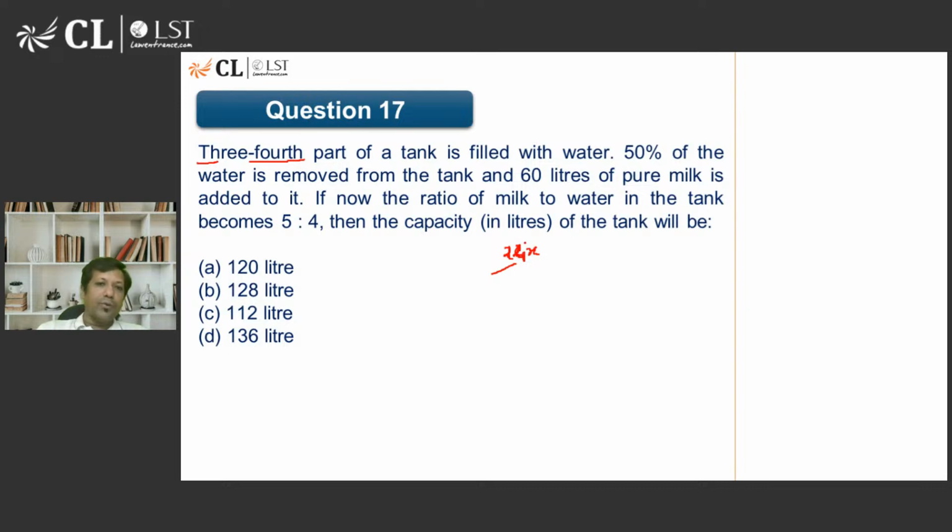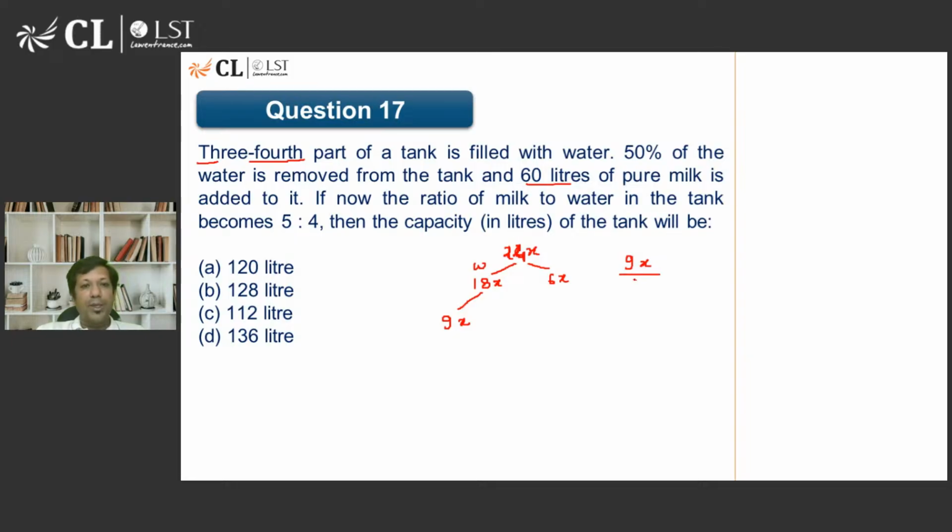So out of 24x, 3/4 is 18x. 18x is filled with water and the remaining 6x is empty. Now 50% of the water is removed. It means how much water is remaining? That is 9x. And 60 liters of pure milk is added. So basically now the tank has 9x liters of water and 60 liters of milk.